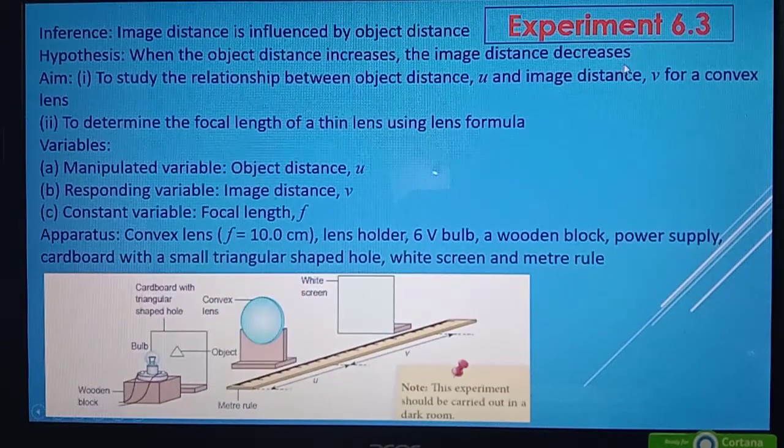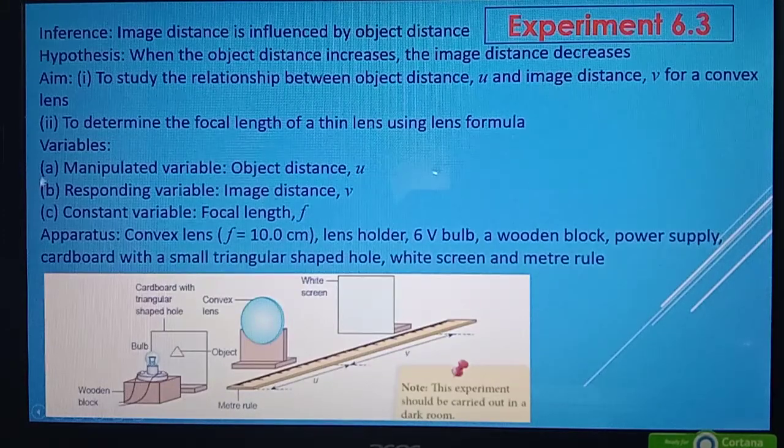Now refer to your textbook, experiment 6.3. This experiment is to study the relationship between object distance U and image distance V for a convex lens, to determine the focal length of a thin lens using the lens formula. Meaning we want to produce the lens equation by carrying out this experiment. The inference for this activity is the image distance is influenced by the object distance. Hypothesis: when the object distance increases, the image distance decreases.